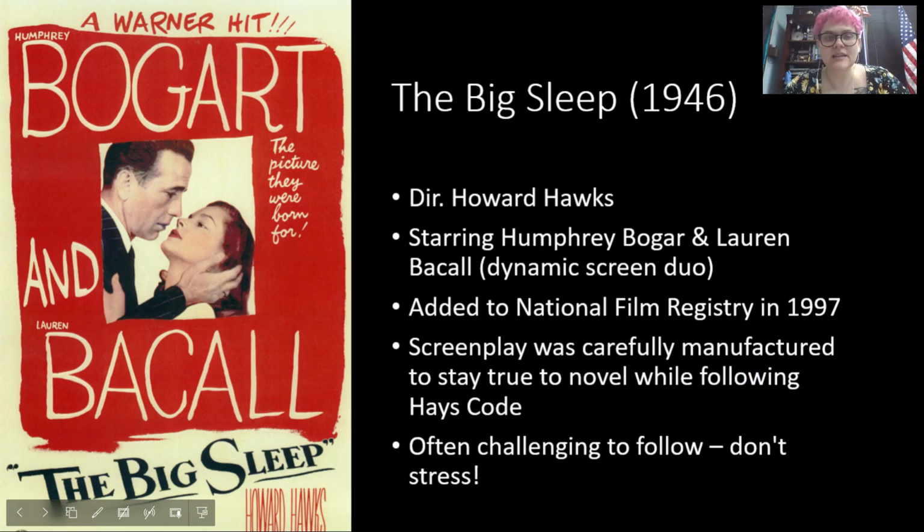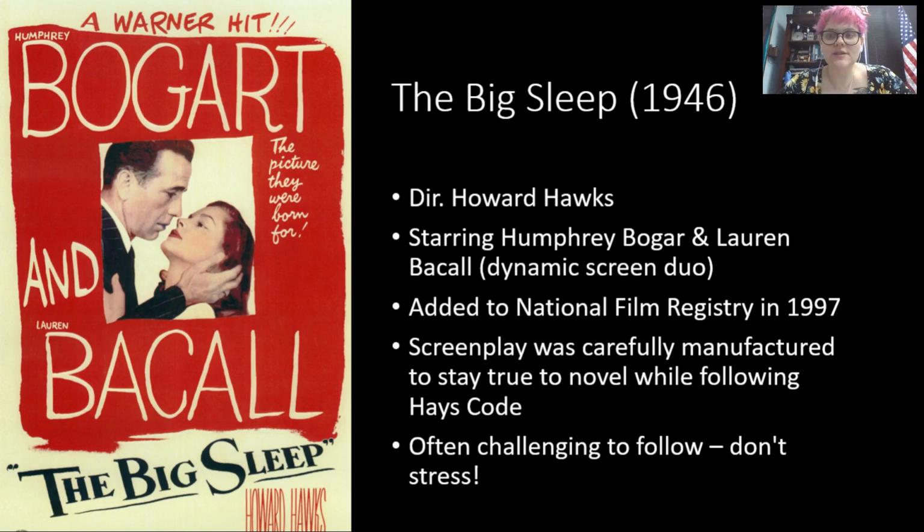So The Big Sleep, 1946. This was directed by Howard Hawks. This stars, I should say Humphrey Bogart, not Bogart, and Lauren Bacall, who were a very famous screen duo, very much like Ginger Rogers and Fred Astaire. This screenplay was very carefully manufactured so that it could stay true to the novel and bring in some of the elements of the original story that maybe would not have fit the Hays Code.